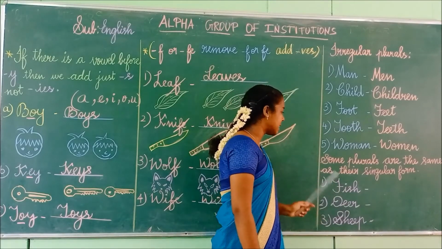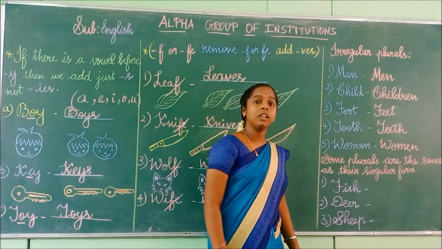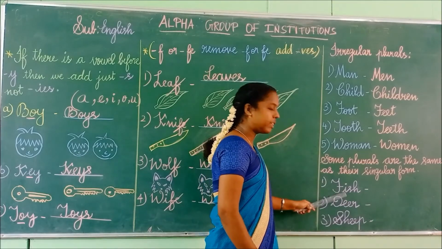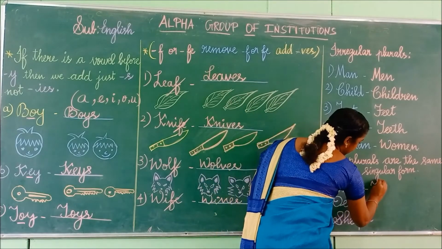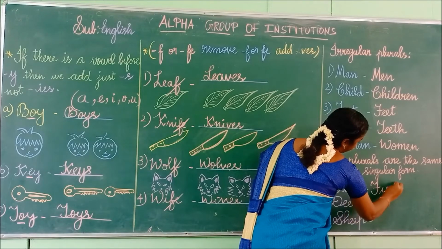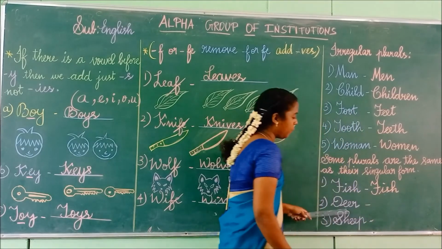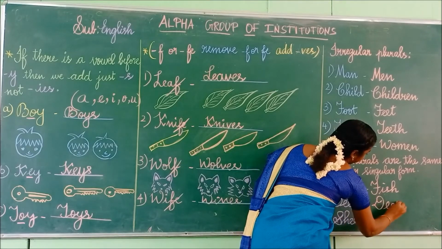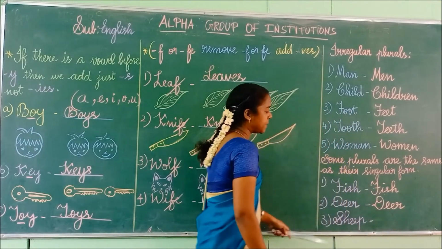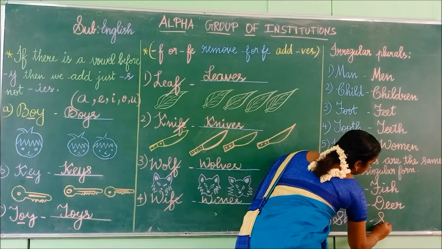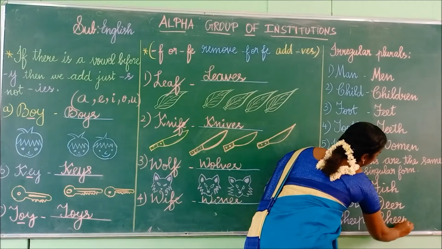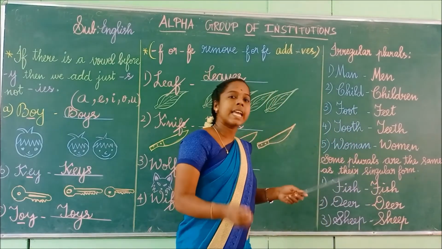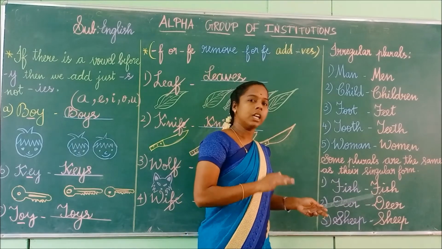Some plurals are the same as their singular form. The plural form of fish is also fish. The plural form of deer is also deer. The plural form of sheep is also sheep. So some plurals are the same as their singular nouns.